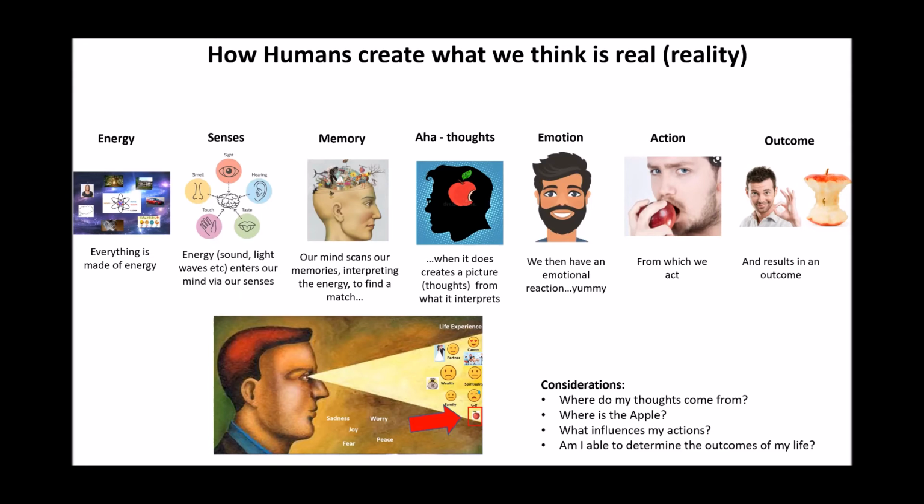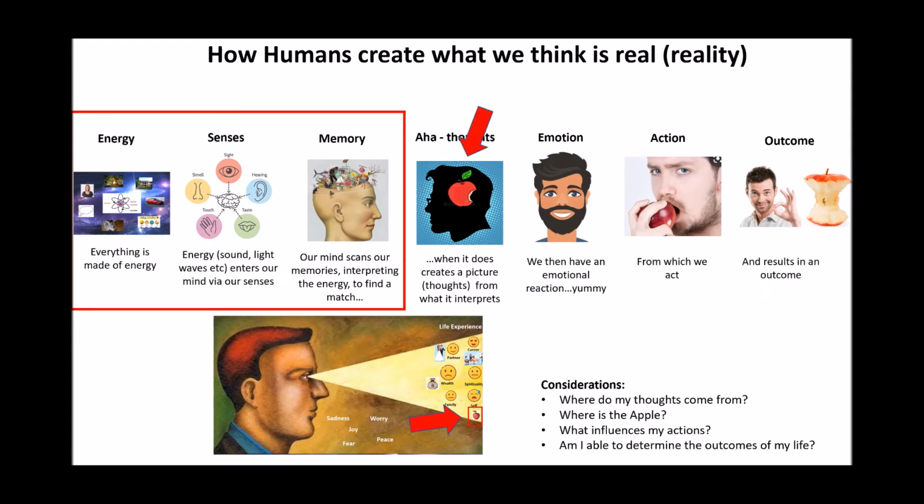If we follow this process, the apple exists just in the form of energy. It's zapping around out there, its atoms going around, protons and all the rest of it. Then that information is sent into our senses, and our minds create a picture of what it thinks it sees, which is the apple. The conclusion I came to is that the apple actually exists in my mind.